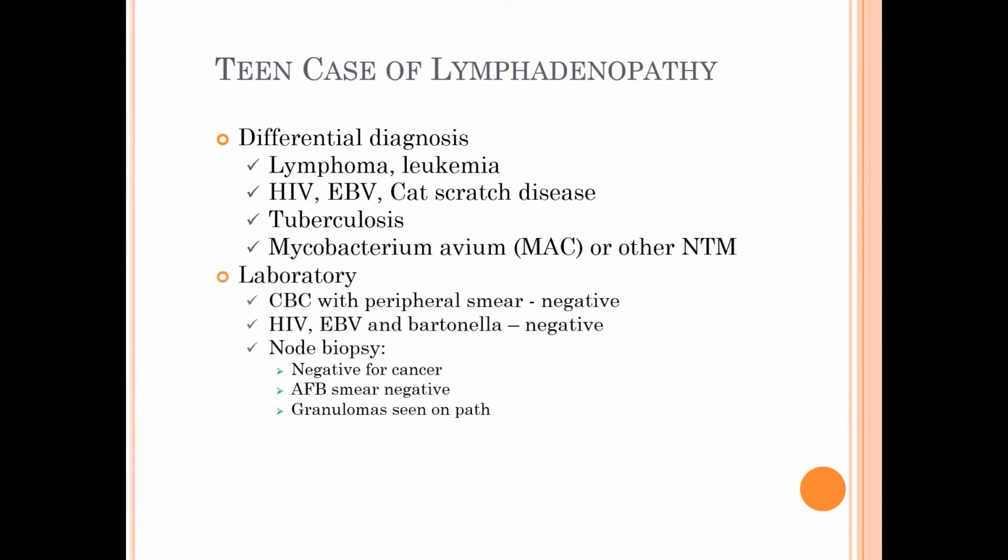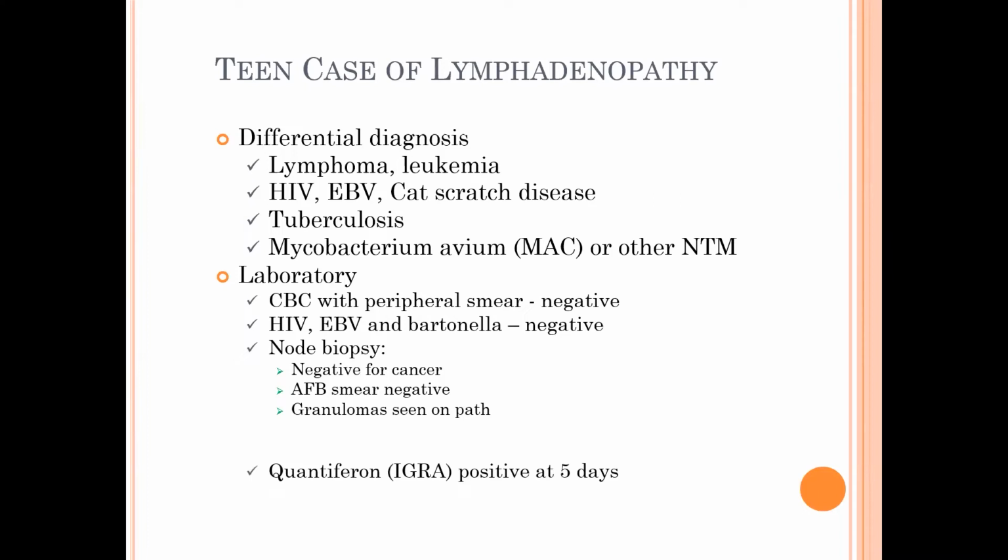So on laboratory, we got a CBC with a peripheral smear. Our infectious workup was also negative for HIV, Epstein-Barr, and Bartonella. We did get a biopsy of the lymph node, which was negative for cancer. The AFB smear was negative, but they did see granulomas on pathology.